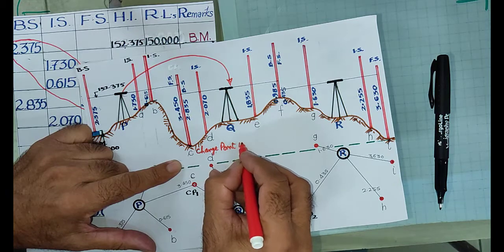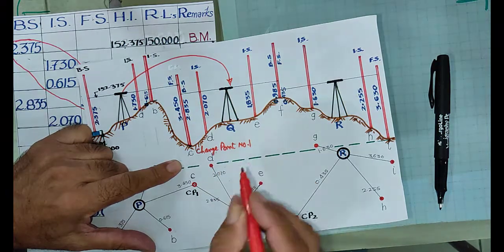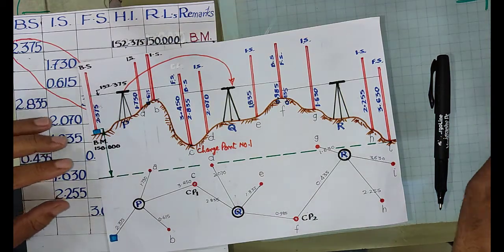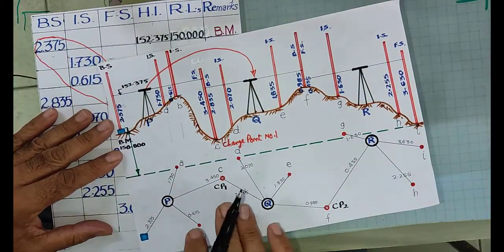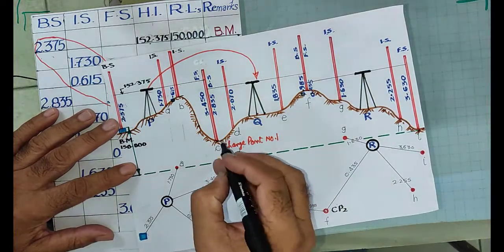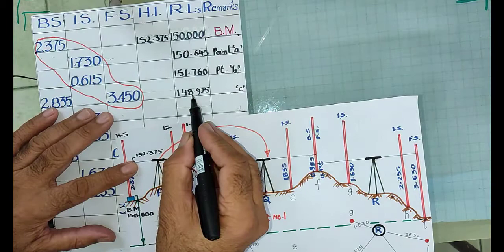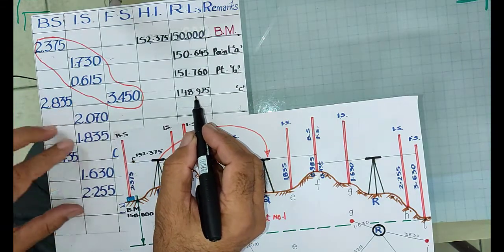This is my change point number 1. Okay, this is the new thing. So at a change point you will record the foresight as well as the backside reading. Now we have calculated the reduced level of point C. This comes to be 148.925.